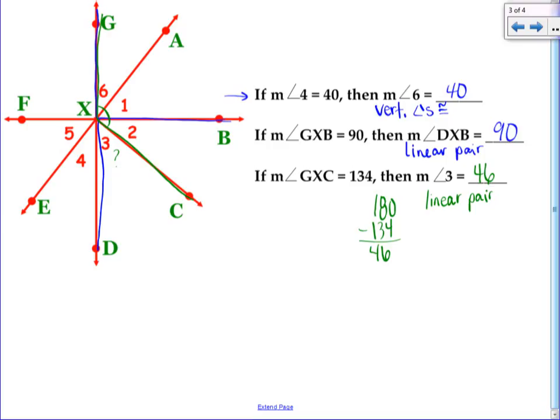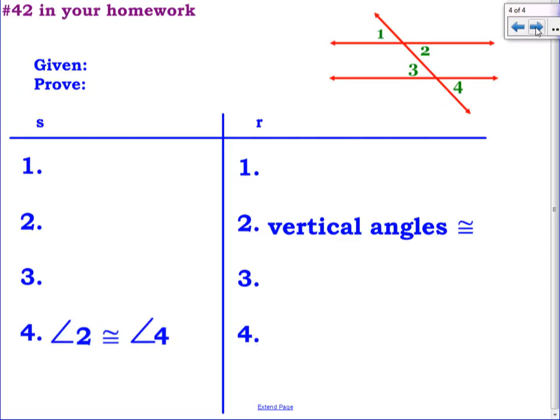These are the type of questions they're going to ask you in the homework. Good to go on this slide? Got one left? All right, let's finish up. So this is one of your homework problems, and we're going to do this one together. So here's our picture on the right. I'm going to look at number 42 so we know what the given and the prove are.